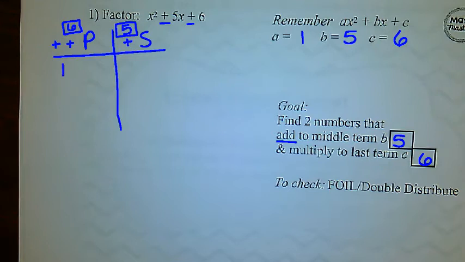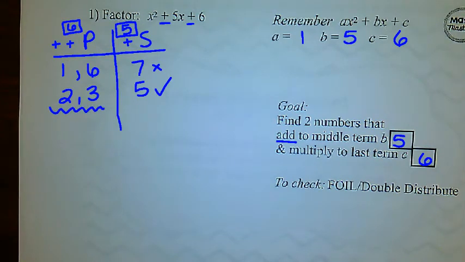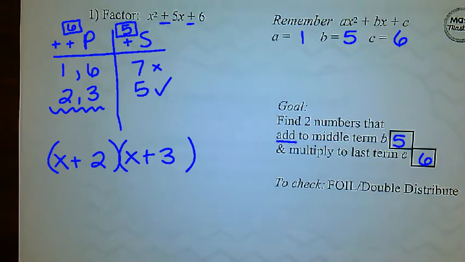Let's think of some of these. 1 and 6 would multiply to 6, but if we add them together that equals 7, so that doesn't work. 2 and 3 add to 5, so that works. So here's what we do. These are our numbers that go into our factors. I'm going to get an x with an x, both positive, and then I have a 2 and a 3.